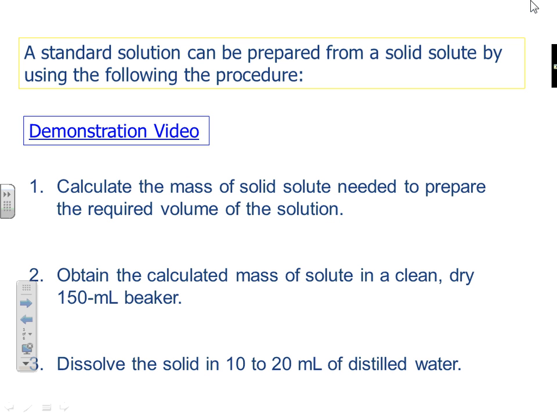So the first thing you need to do is calculate the mass of the solid solute needed to prepare the required volume of the solution. And that's really all that the lab report is going to be. If you've opened up the document, you'll notice there's a couple of blanks where I'm going to tell you what solution to make and what the concentration is and what the volume is. You'll then do a calculation like we did yesterday to determine what mass you're going to need.